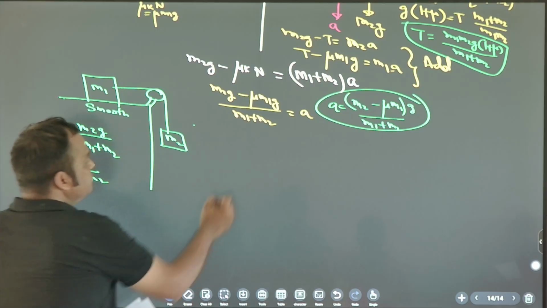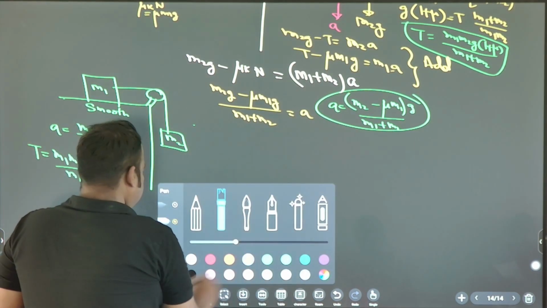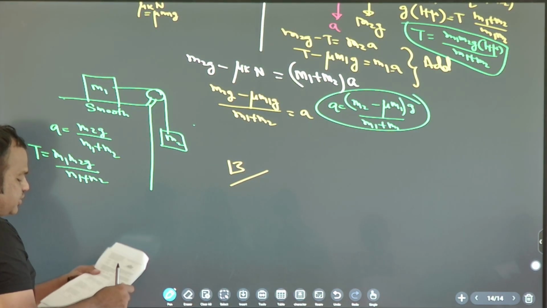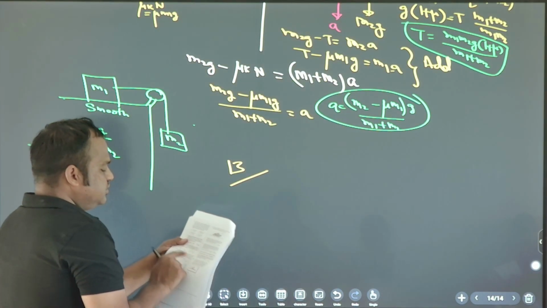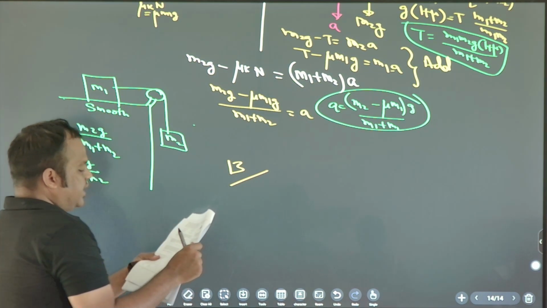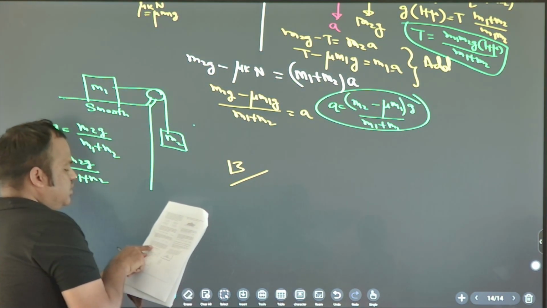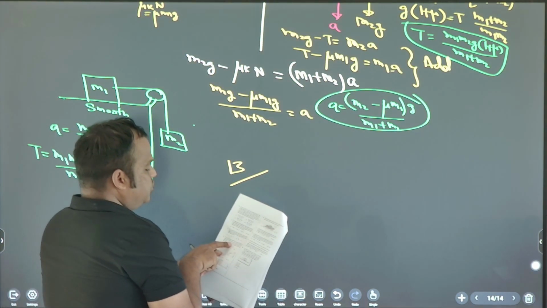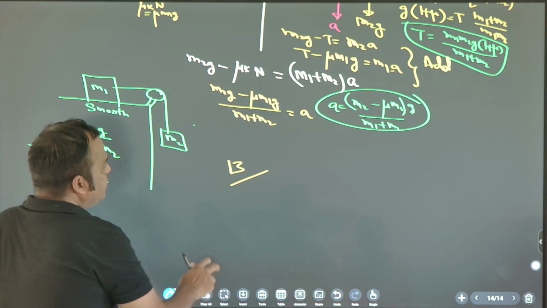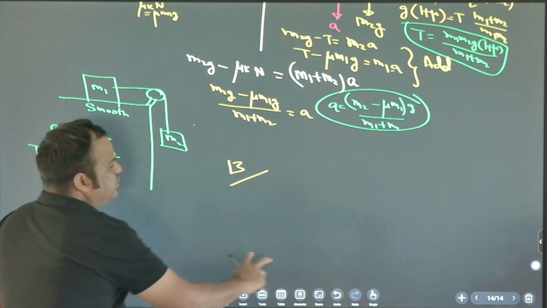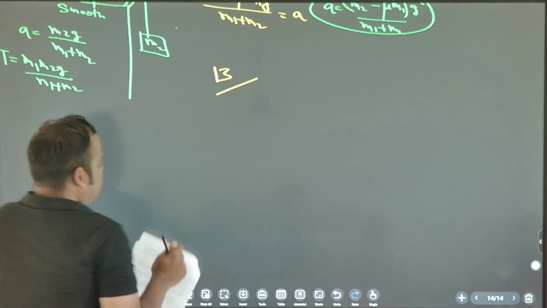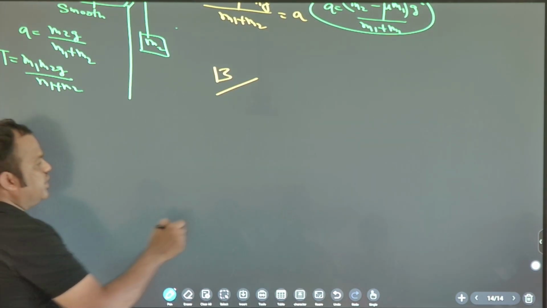13. Minimum force required to start pushing a body up a rough inclined plane is F1. Minimum force needed to prevent it from sliding down is F2. Actually, I wanted to discuss this topic maybe tomorrow, but you can try this. Okay, I will teach this tomorrow again.